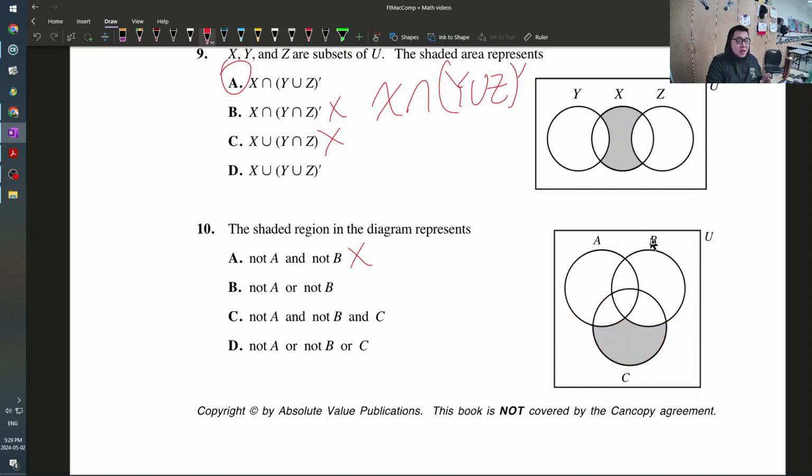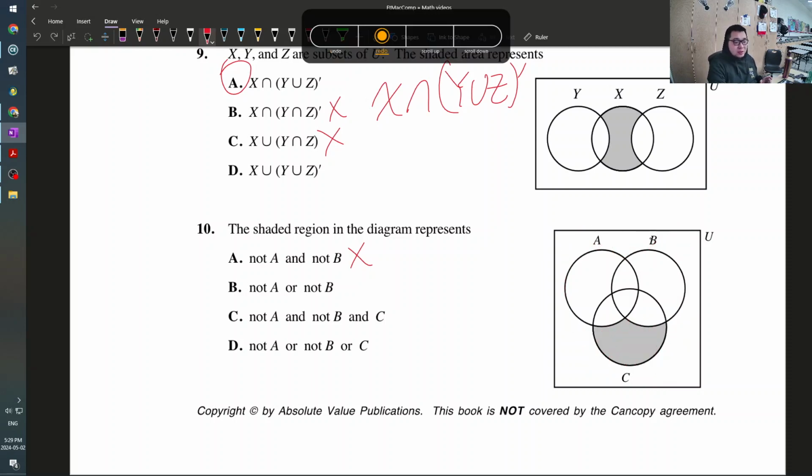Not A and not B, which is this area outside, and C. So that means it is only this area, because that is the only overlap between this and C, which gives you this. So C is correct.